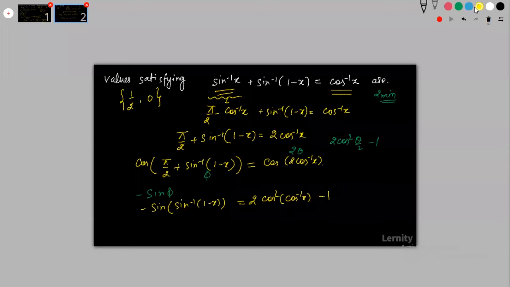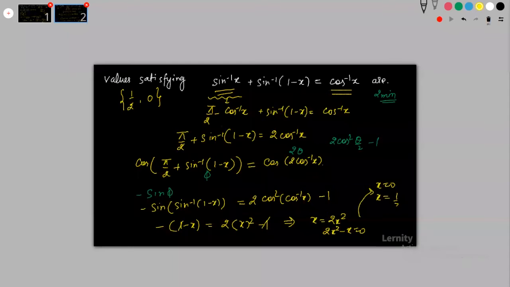So this will simply become minus of 1 minus x is equal to 2 into x square minus 1. Okay, so if I simplify this, this will become x is equal to 2x square, because minus 1 and minus 1 get cancelled. So here we will get 2x square minus x is equal to 0. From this we will get two values, x is equal to 0 and x is equal to 1 by 2. Okay, so these are the two values which will satisfy. Just check this one also.